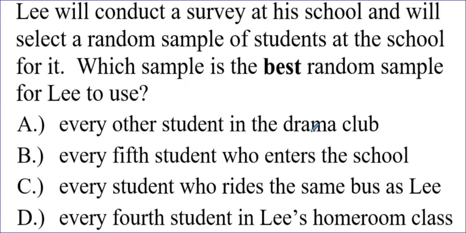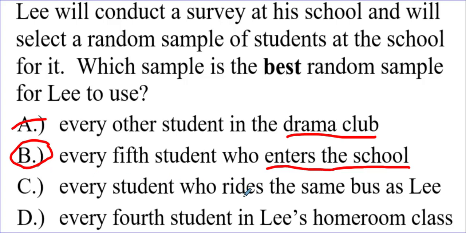Choice A says every other student in the drama club. Well, that's being a little bit too specific. That's not going to be a random sample. That could have some possible bias, not accurately representing the general school population. How about every fifth student who enters the school? Well, all students have to enter the school, so that doesn't really have any bias. That's probably going to be the best choice.